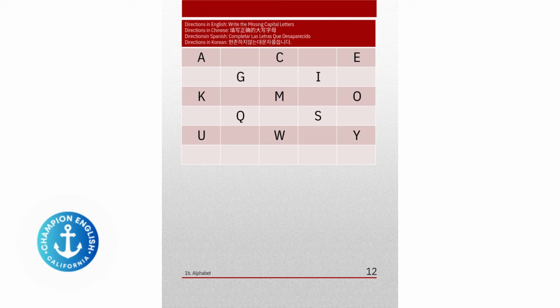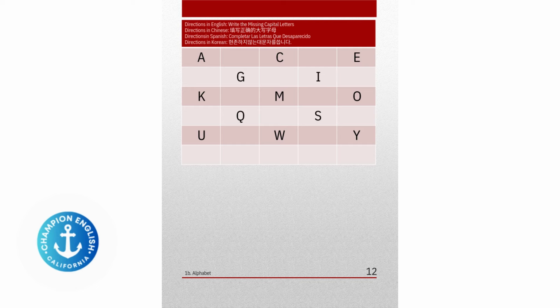Hello, students. And here we are working on our alphabet. Now what you can see is we have the alphabet here, but there are some letters that are missing. When I say the A, then I want you to say the letter that is missing. So if I say A, you should say B. If I say C, you should say D. If I say E, you should say F. If I say G, you should say H.